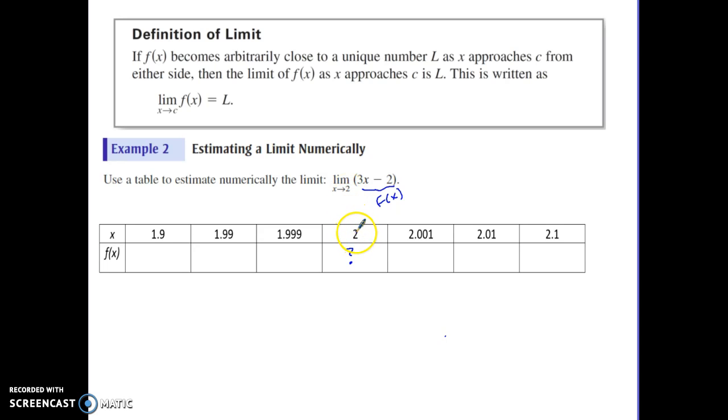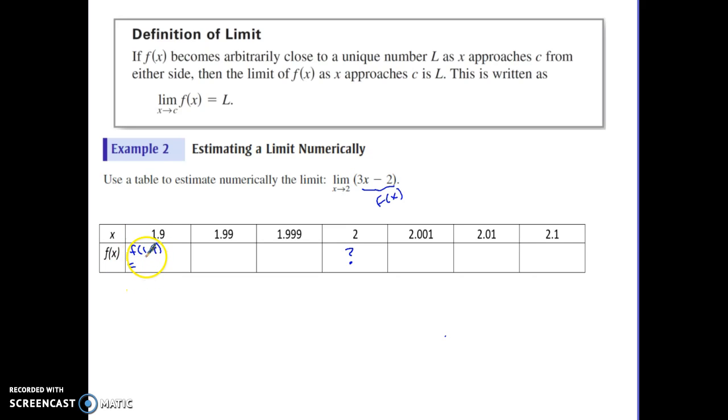I'm putting 2 right here in the middle, and then I'm going to pick x values that are a little bit bigger than 2 and x values that are a little bit smaller than 2. My function, what I'm evaluating the limit of, is 3x minus 2. So that's what I'm going to plug in these different x values. I'm going to plug in 1.9 in for x in my f of x. So doing that, I'm finding f of 1.9.